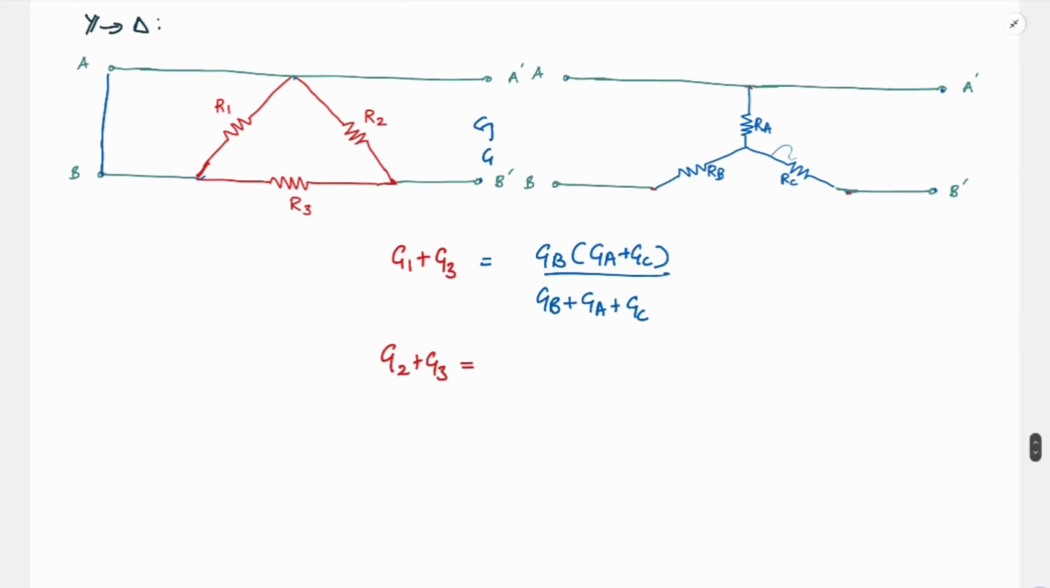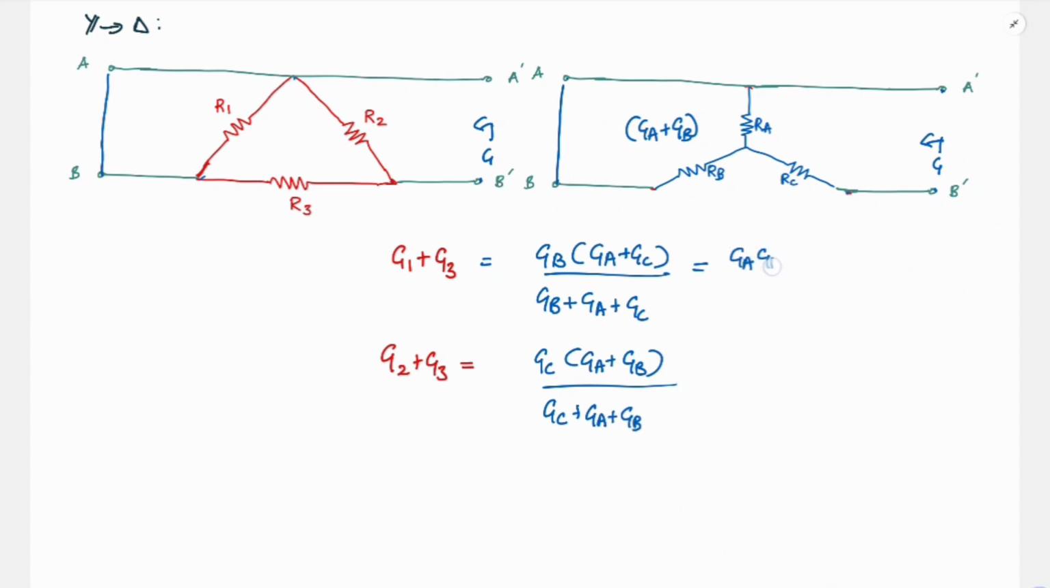And this is equal to what I have on this side. This side again I have to short this and look from here. So here RA, RB are in parallel, so it is like GA plus GB. And RC is in series with this. So GC into GA plus GB divided by GC plus GA plus GB. If you write it out, it is GA GB plus GB GC by GA plus GB plus GC. And here it is GA GC plus GB GC by GA plus GB plus GC.